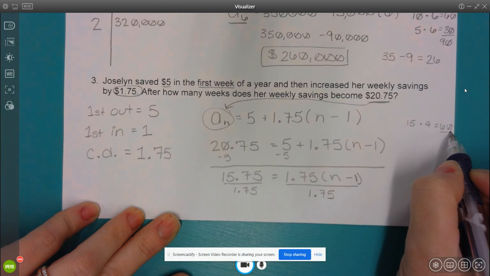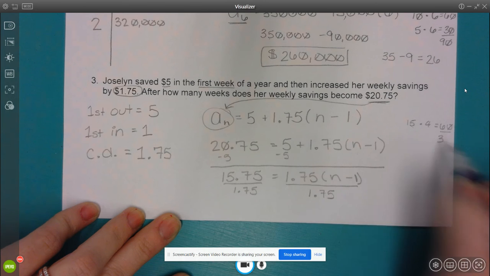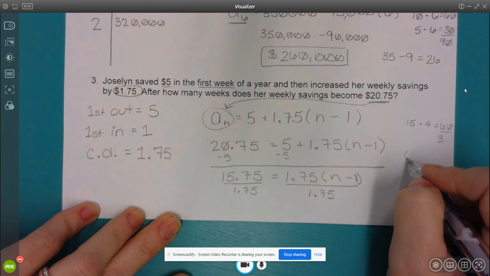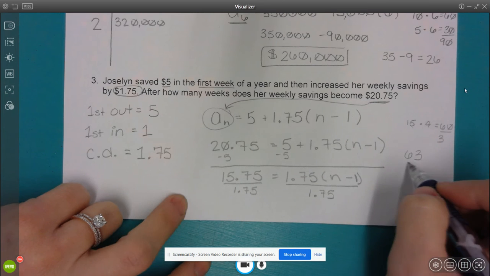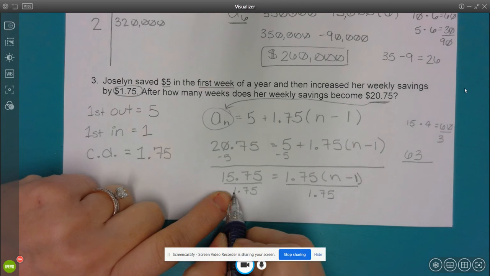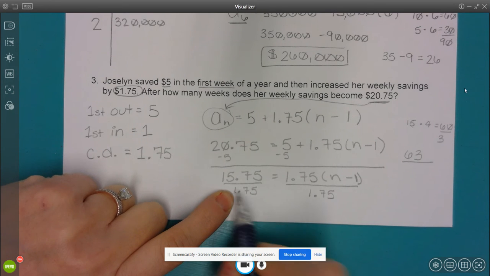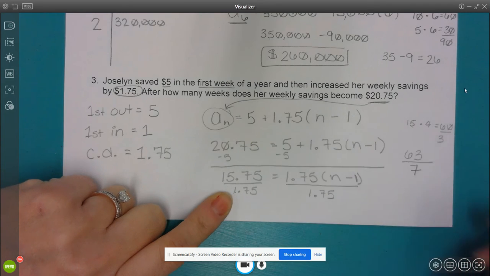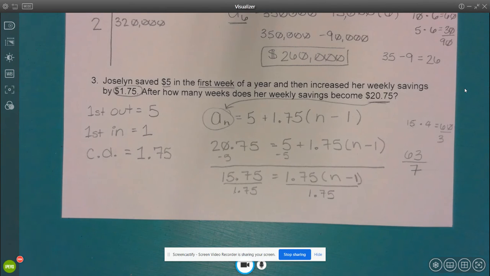So I have 60 quarters from the $15, and the 0.75 is 3/4, so I'll have 60 3/4 for the 15.75, divided by however many quarters is the $1.75. Well, it's 4/4 for the dollar, 3/4 for the 75. So this is going to be 63 divided by 7. That's the equivalent division problem there.